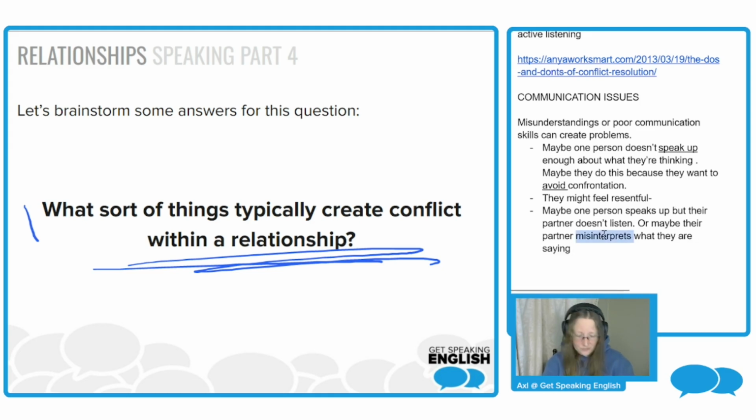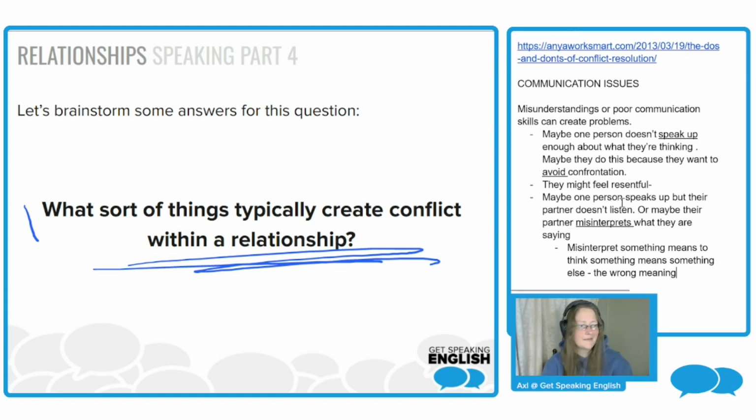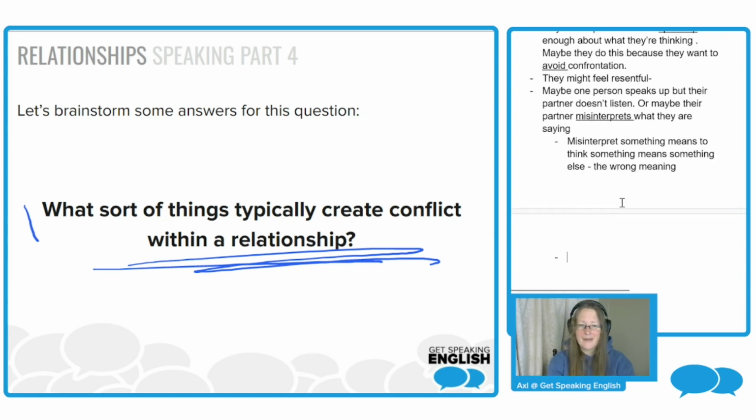And what does it mean to misinterpret something? If you misinterpret something, it means that one person says one thing, and then the other person hears what they say and thinks they mean something else. So to misinterpret something means to think something means something else. It's like the wrong meaning. So that would definitely be a bad thing, right? But that could potentially happen.